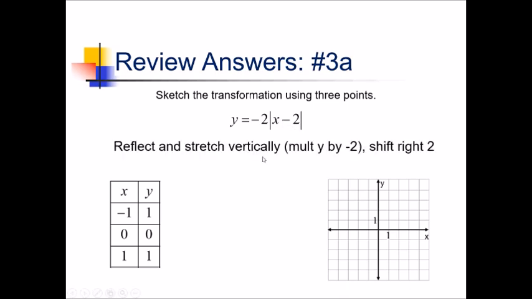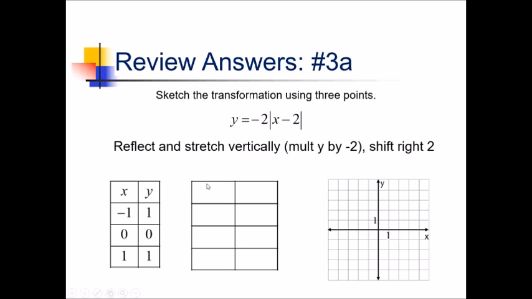So vertical reflection and stretch and right shift of 2. Let's go ahead and put that in another table now where I transform all these individual points. So for the x's, because I'm shifting right 2, that means I have to add 2 to the x's. For the y's, again, we're multiplying those by negative 2.